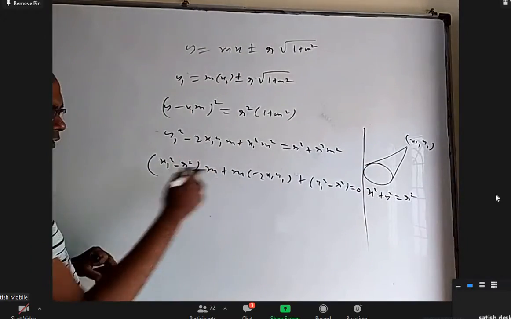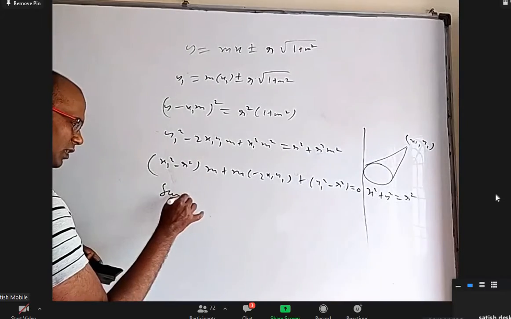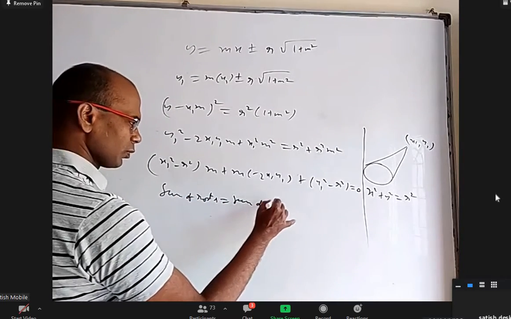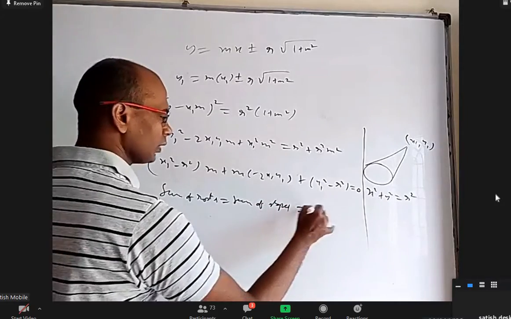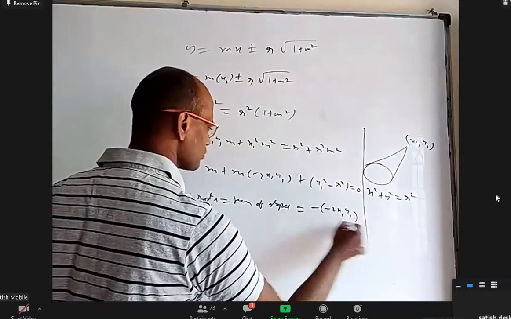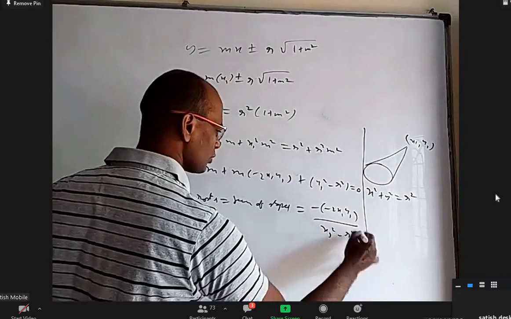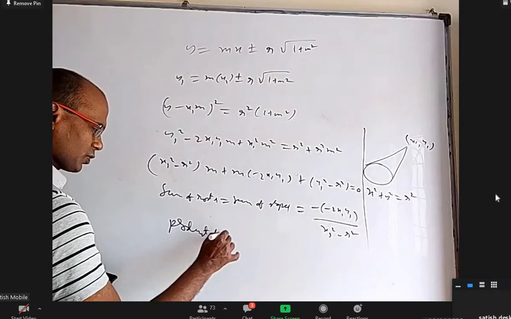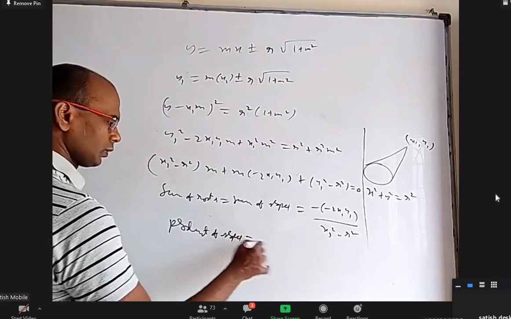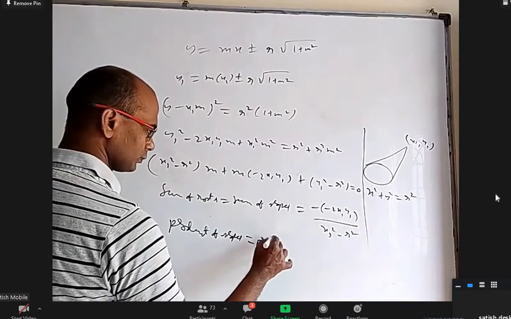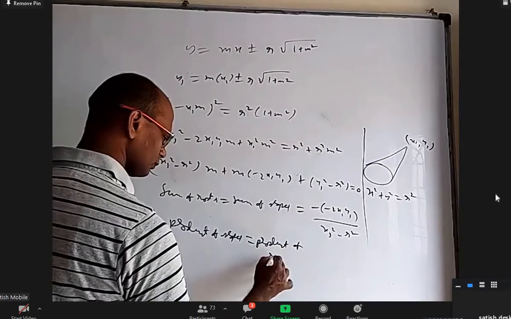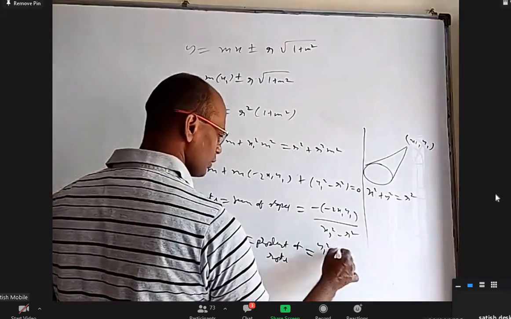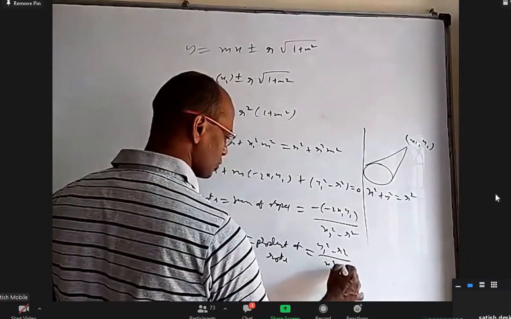This is a quadratic equation in terms of m. Sum of roots equal to sum of slopes equal to minus of minus 2x1 y1 by x1 square minus r square. Product of slopes equal to product of roots, c by a, that is y1 square minus r square by x1 square minus r square.